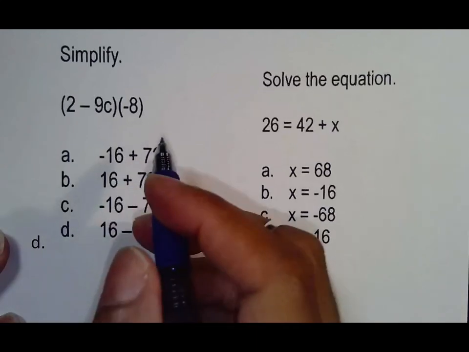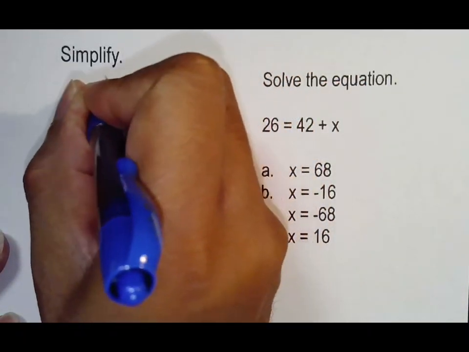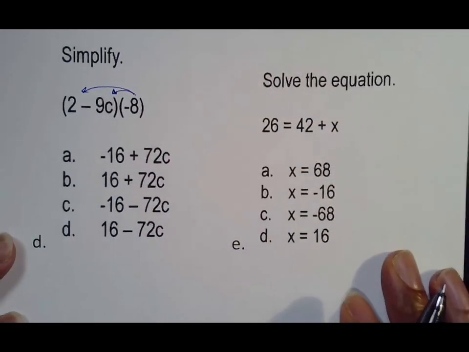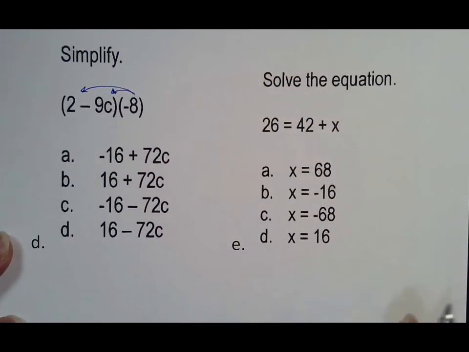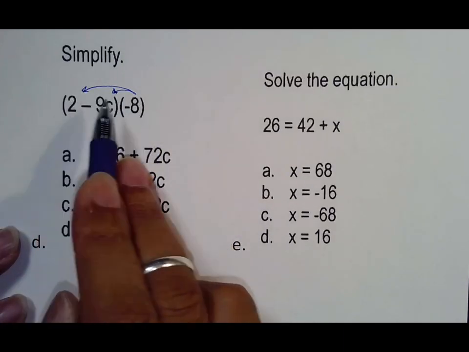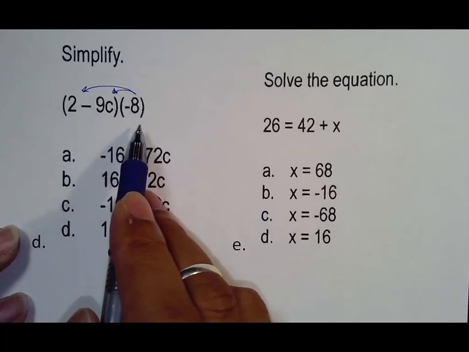Next one we saw in the first week of school. We just didn't talk about it much, but if you remember, what we're going to do is have 8 meet 2 and 8 meet 9c. I'm not even going to work this out because we'll do that later, but let's just think about this. What we know about multiplying a positive times a negative is that the sign should be negative, so that should be a negative 16.